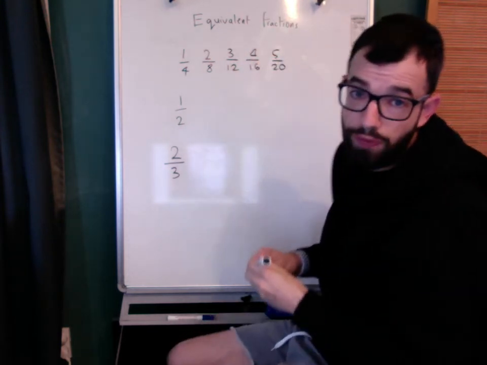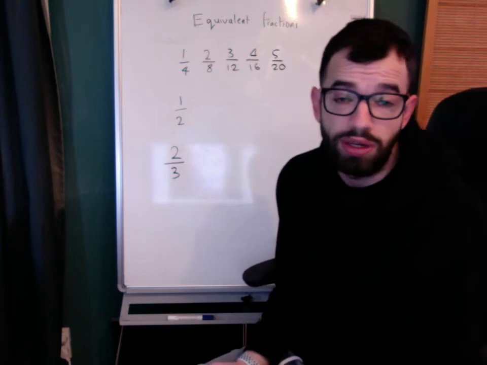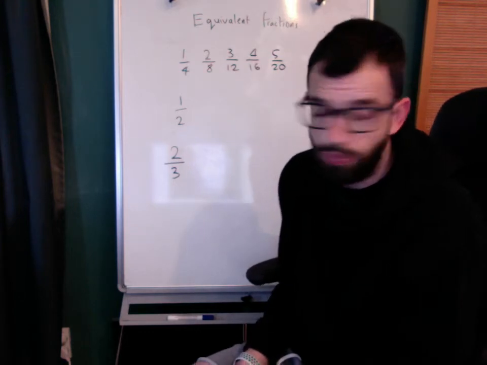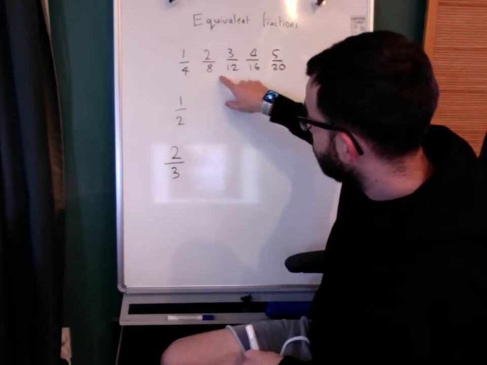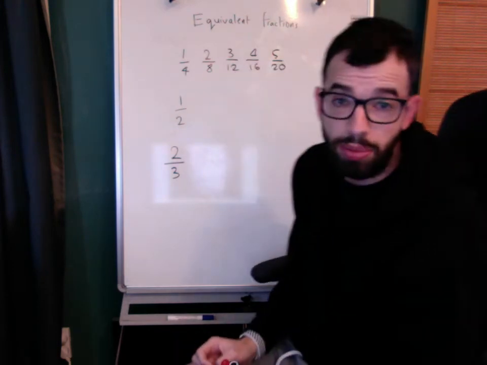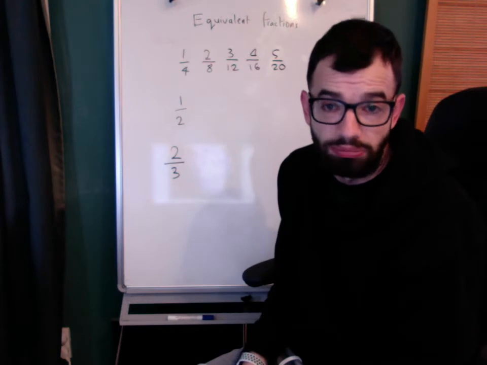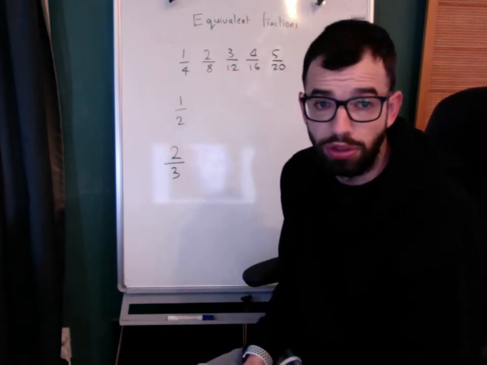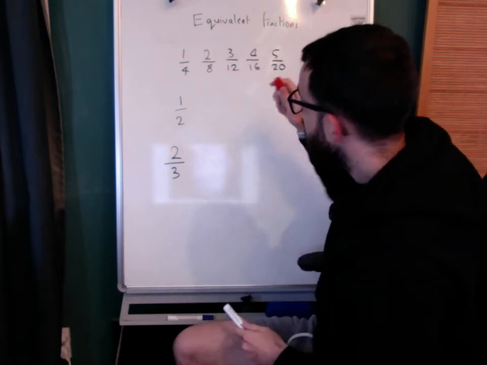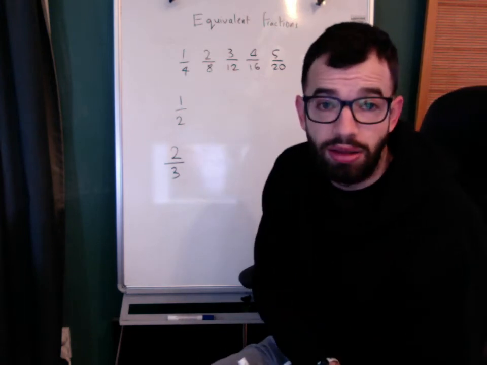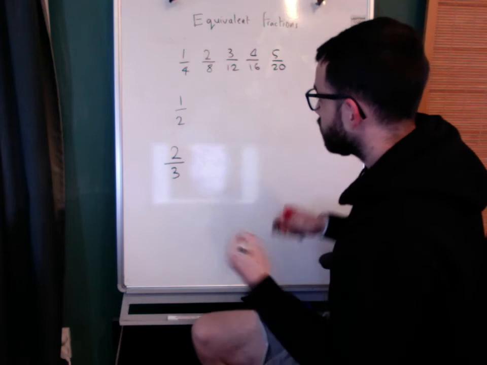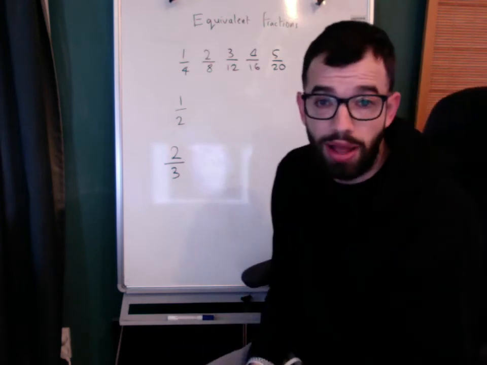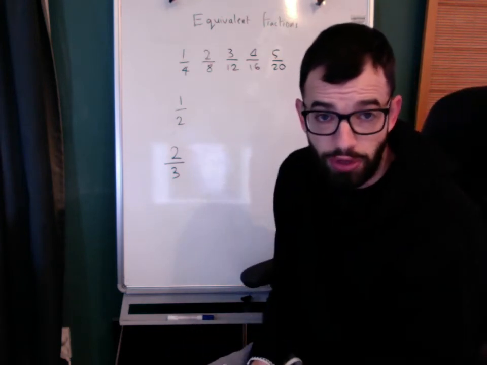So those are the first 5 equivalent fractions for 1/4. If we look, what's happening on the bottom? We're adding 4, and what's happening on the top? We are adding 1. Pretty straightforward. But it's not actually adding 1 and 4. What we are doing is multiplying by 1 and 4.